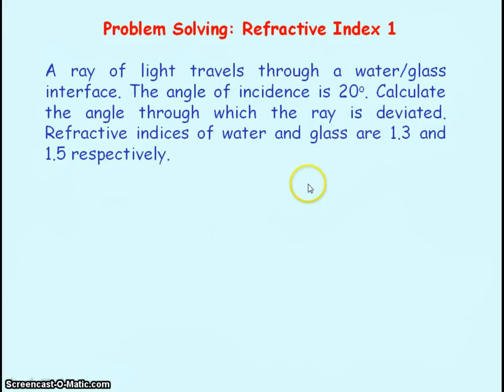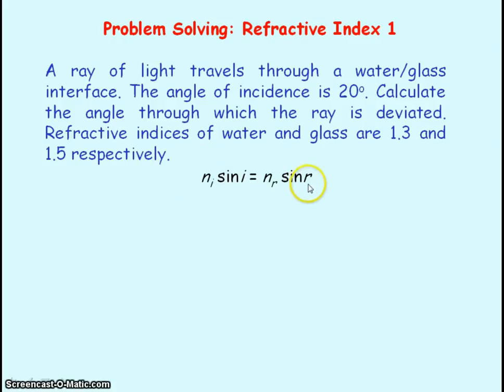So we need to use Snell's law, where n sine theta equals a constant. So we can use this, where for medium 1, the incident medium, which is water, the refractive index of water multiplied by sine of I will equal, for medium 2, the refracted medium, which in this case is glass, the refractive index of glass multiplied by sine the angle R.